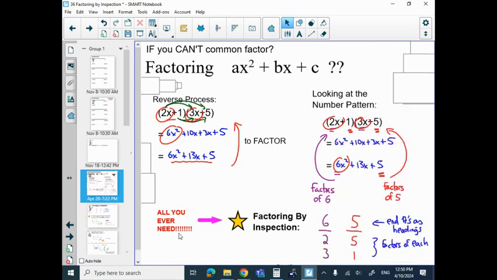Your starting point is to put the end numbers, the 6 and the 5. So let me use orange. The 6 and the 5, right? We're starting with those numbers as like headings. Those are our end numbers. Below those, you're going to write factors of them. So 2 and 3 or 6 and 1. And then 5 is just 5 and 1 because it's a prime number.